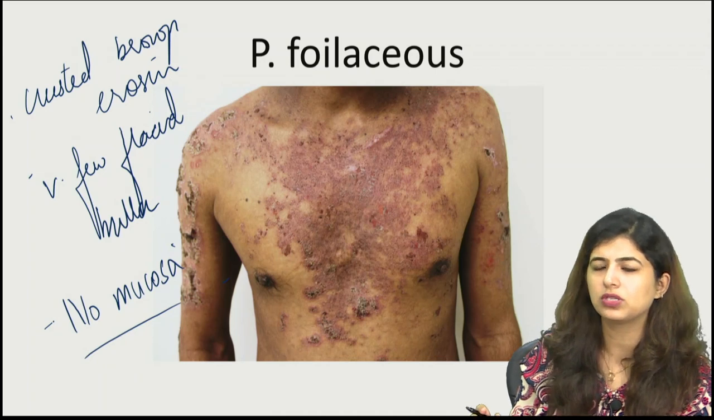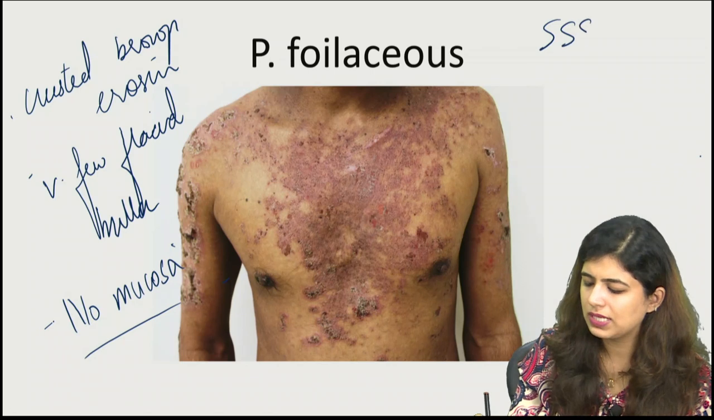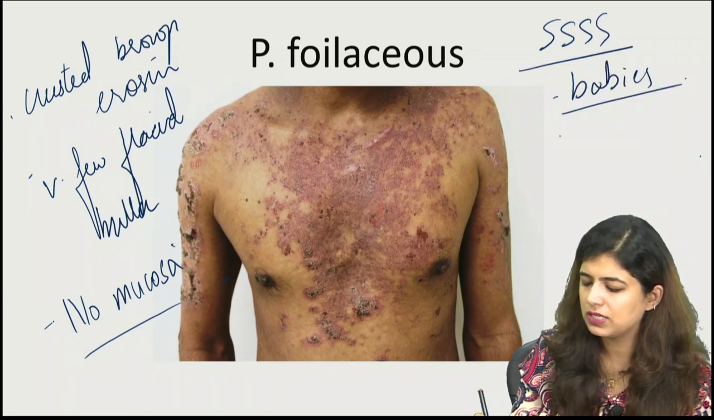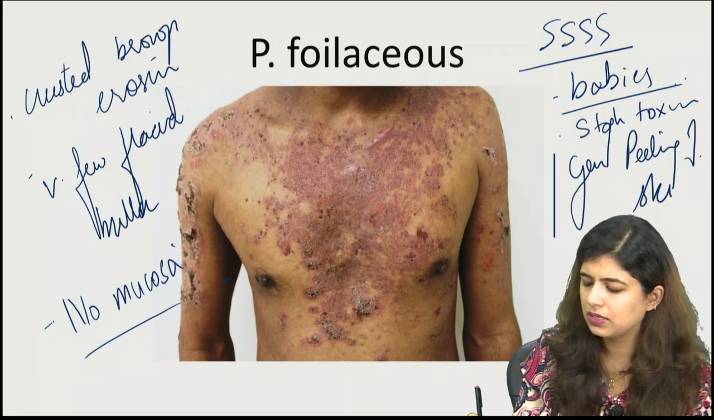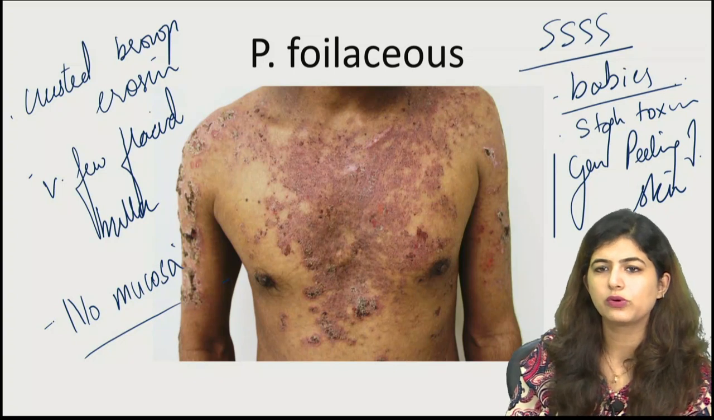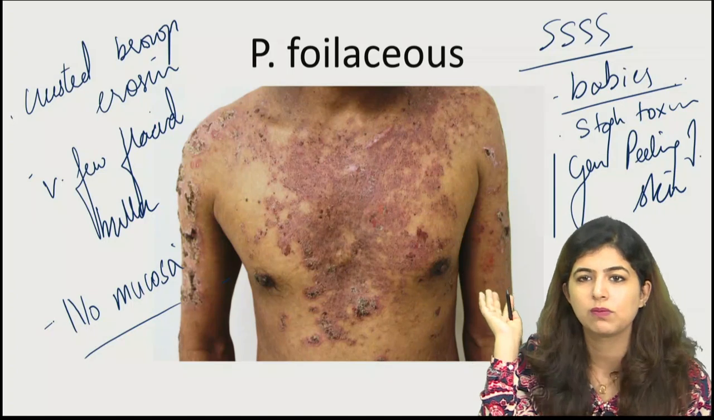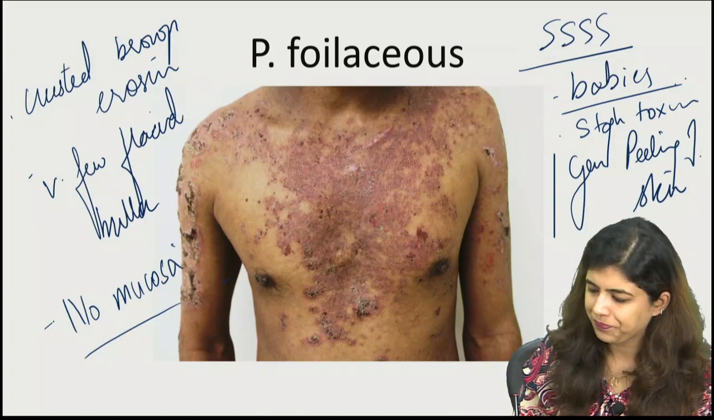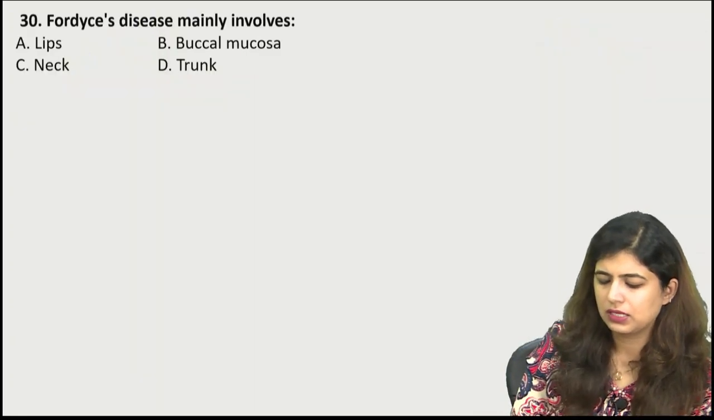SSS is the last option. I haven't put the image of that, but SSS is mostly seen in babies. This is a disease of infants caused by a staph toxin which leads to generalized peeling of the skin. It would definitely not be the diagnosis if the patient is 60 years old. Clear? So we move on to the next question.